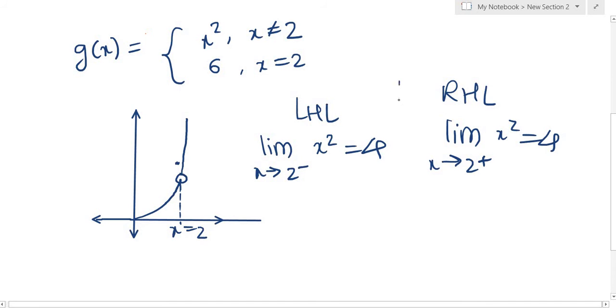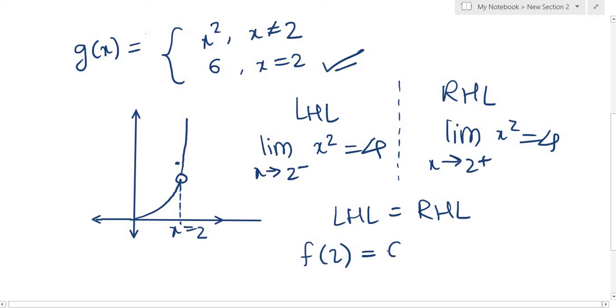If you noticed, it's great. In case you didn't, let me explain. When we have the same function for the LHL and RHL, both of them tend to be equal. So LHL is equal to RHL in this case. But what can we say about the value of the function at x equal to 2? For f of 2, we have to use this part of the definition, which is equal to 6. But look at this: LHL is equal to RHL, but it's not equal to the value of the function at that point.